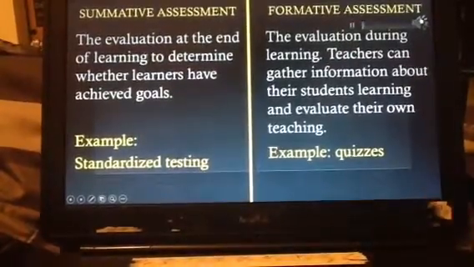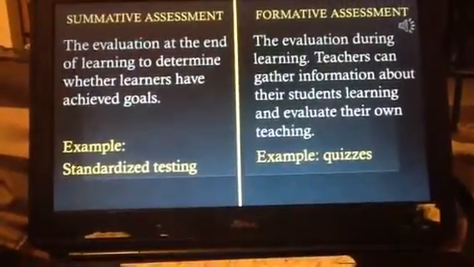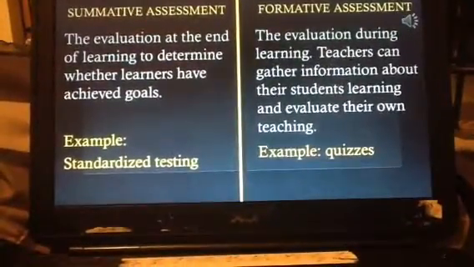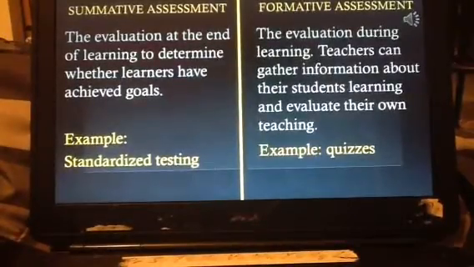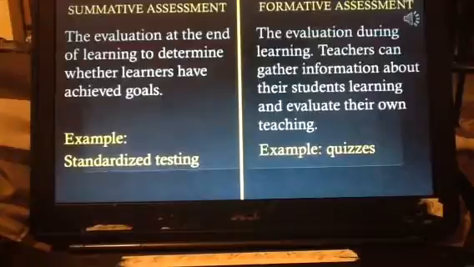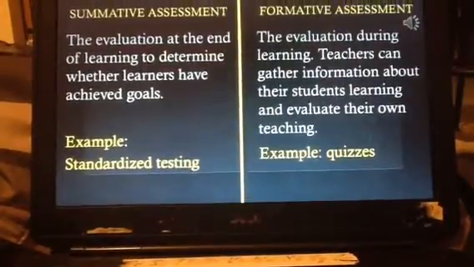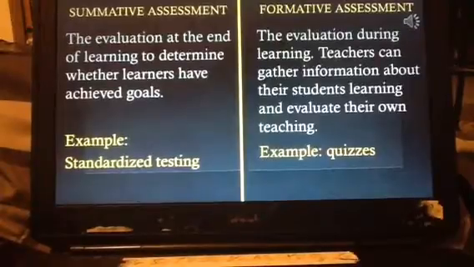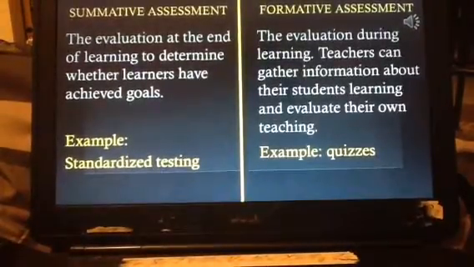Two different types of assessments that are normally given to students are summative assessment and formative assessment. Summative assessment is the evaluation at the end of learning to determine whether learners have achieved goals. So, for example, standardized testing, you have up until a certain point to learn all the material, and then at the end of the school year, you're assessed on what you've learned.